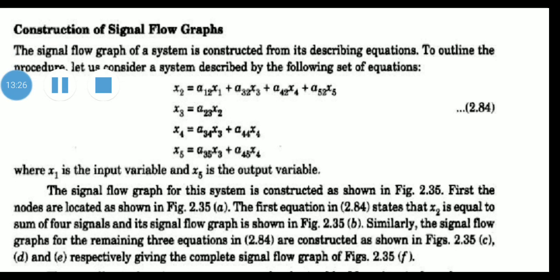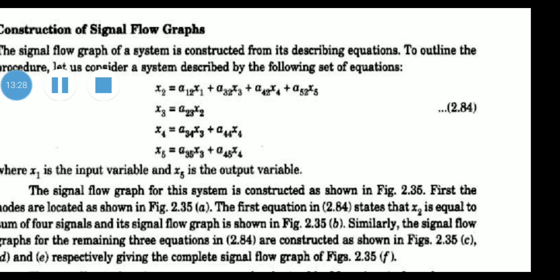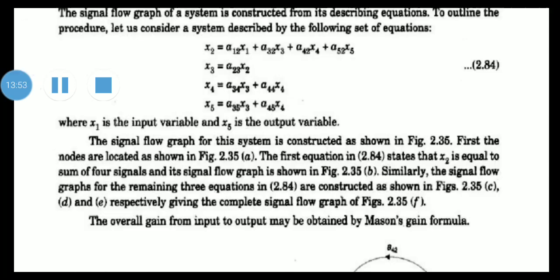So I'll repeat. The set of equations are x2 is equal to a12 x1 plus a32 x3 plus a42 x4 plus a52 x5. x3 is equal to a23 x2. x4 is equal to a34 x3 plus a44 x4. x5 is equal to a35 x3 plus a45 x4, where x1 is the input variable and x5 is the output variable.